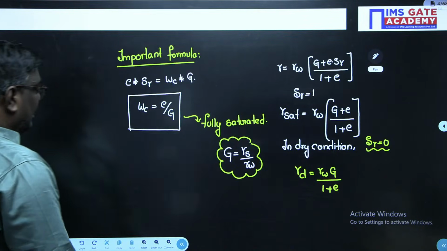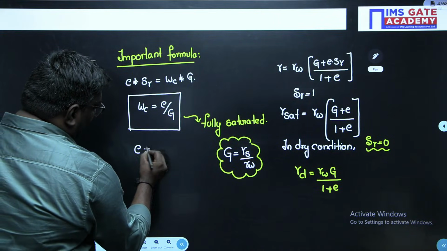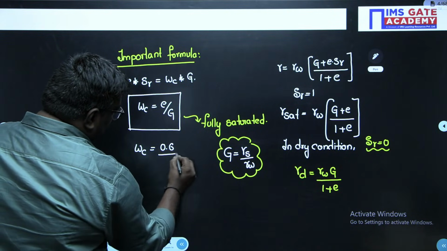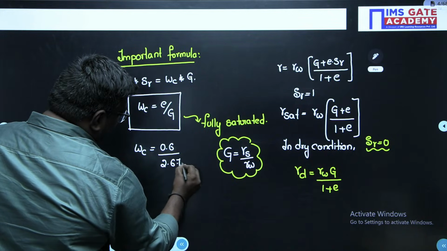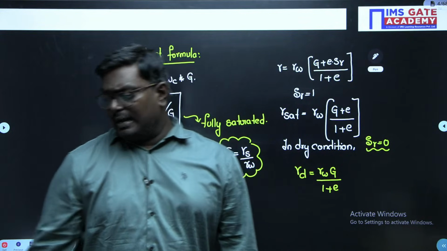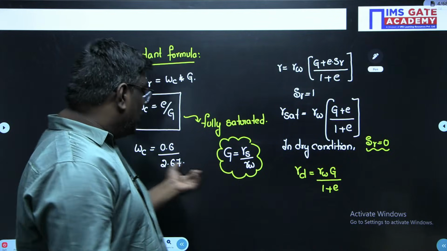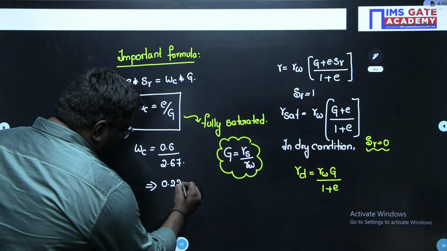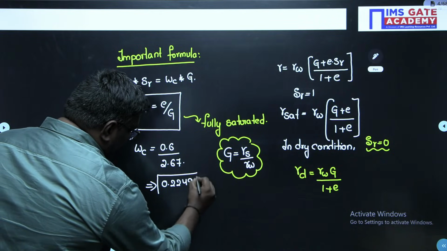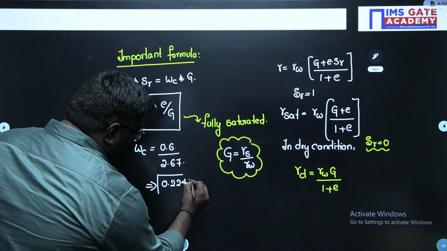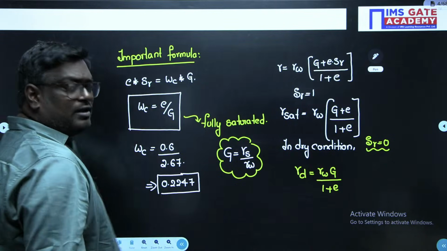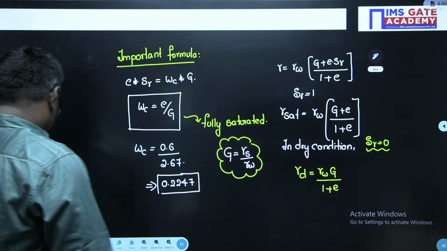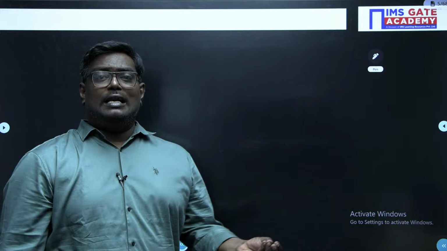Here, water content is equal to void ratio 0.6 divided by specific gravity 2.67. Can anyone comment in the comment box what this value is? If you calculate this, you will get a water content value of 0.2247. This 0.2247 is the water content at the fully saturated state.